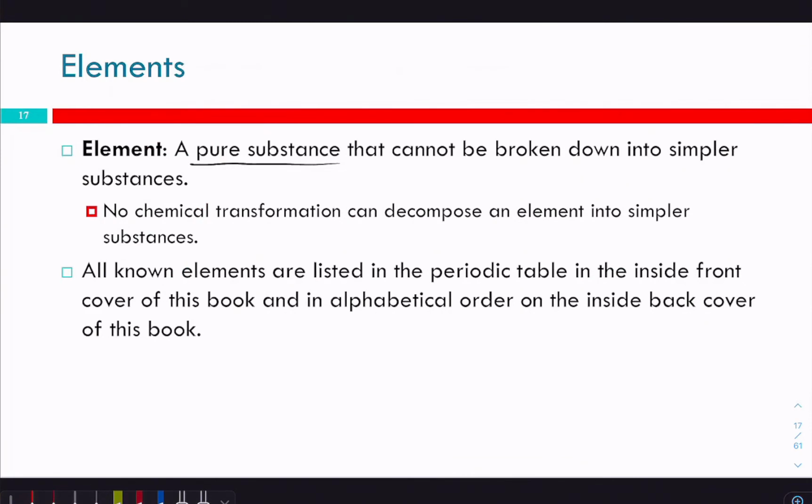Elements are a pure substance that cannot be broken down into simpler substances. So all the stuff on the periodic table of the elements. All right, so those are the simplest elements. Once you get them to just carbon or just nitrogen or just oxygen, you can't break it down farther into a smaller thing. So those are the elements. Those are the purest of pure substances.